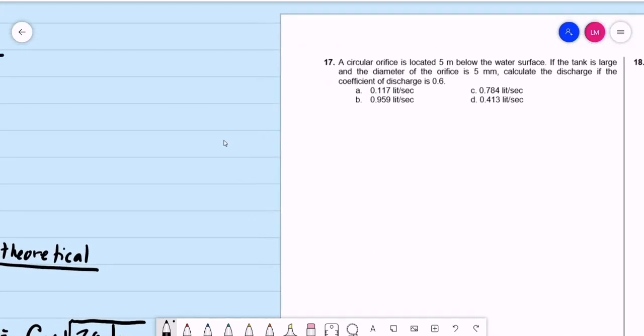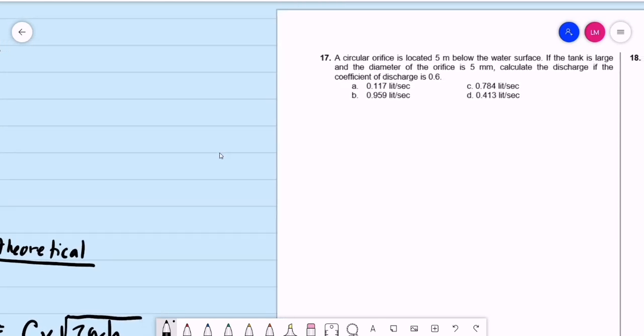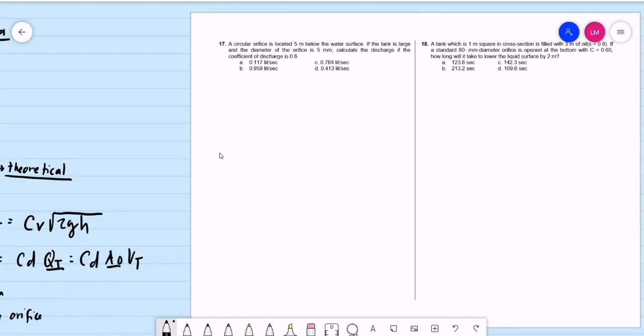This is question number 17. A circular orifice is located 5 meters below the water surface. If the tank is large and the diameter of the orifice is 5 mm, calculate the discharge if the coefficient of discharge is 0.6. So, for example, we have a tank.